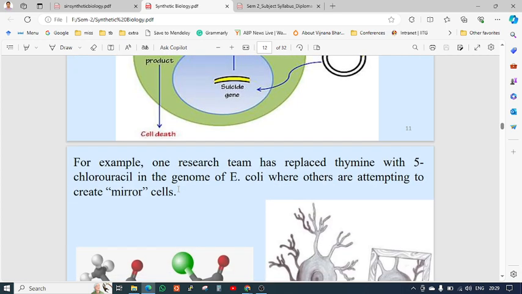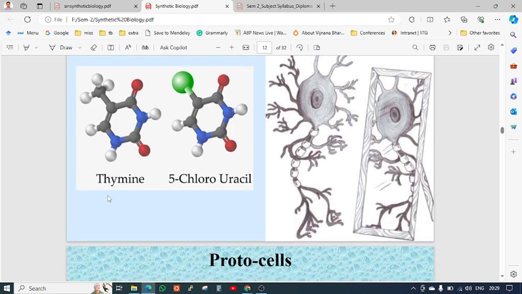If it is, for example, one research team has replaced thymine with 5-chlorouracil in the genome of E. coli, where others are attempting to create mirror cells. This is one example. If the thymine is replaced with this 5-chlorouracil, then one E. coli will replace the other E. coli also. They can also just clone or mirror that cell themselves, and they are going to replicate one another. So this is the difference between how thymine is replaced with chlorouracil.